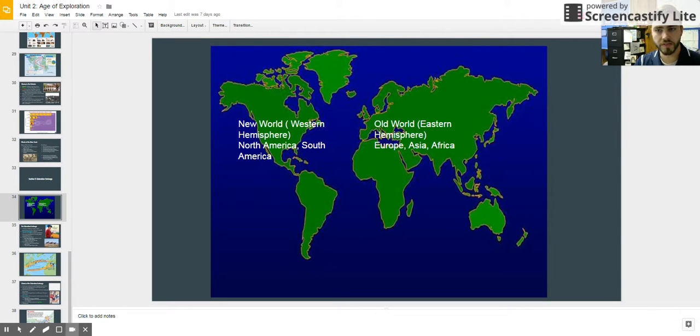And so this information brought about the widespread exchange of stuff from the old world coming to the new world and vice versa, the new world items coming over to the old world. And we're going to take a look at some of those items and what their effects were on both those civilizations.